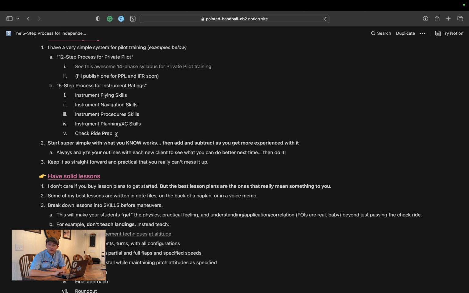Every outline that I have ever made for flight training starts with something like this. A title and basic principles that have to be done. And then I can build upon those principles as I build the training course. But it all starts with this. Then you can outline it and get it bigger and better. You want to keep it so straightforward and practical that you just can't mess it up.